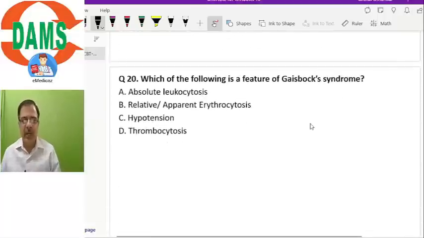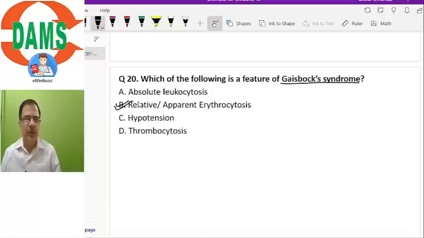Question number 20. Which of the following is a feature of Gaisbock syndrome? So Gaisbock syndrome is seen when there is absolute, relative or apparent erythrocytosis. Maybe because of dehydration, the RBC count can increase. So relative or apparent erythrocytosis.